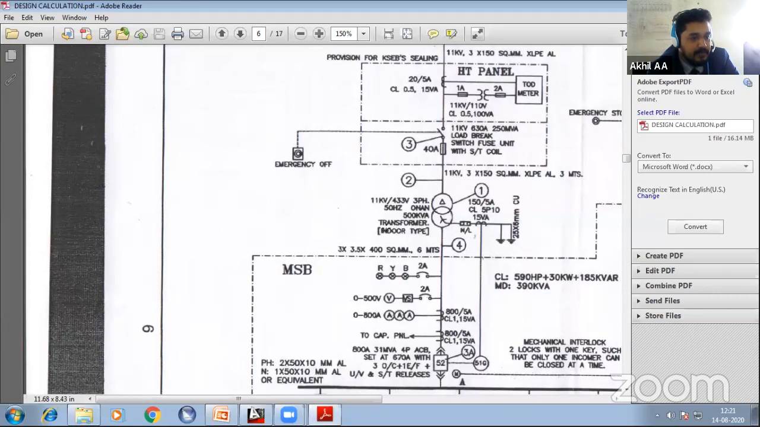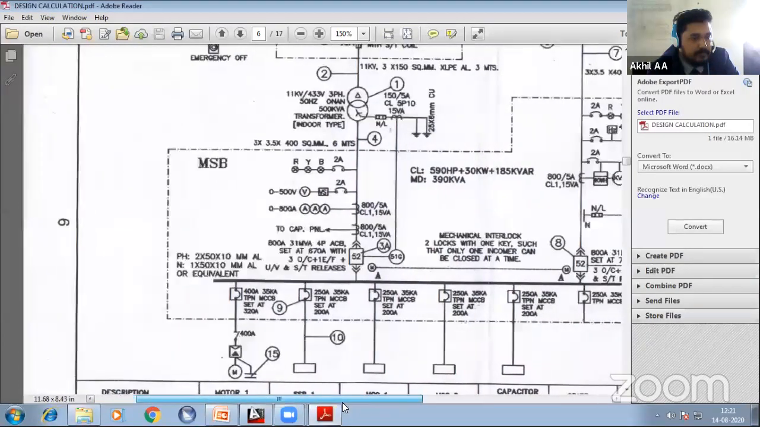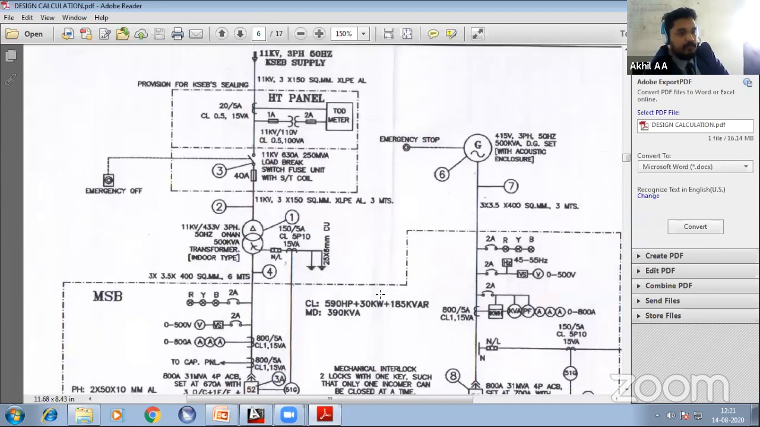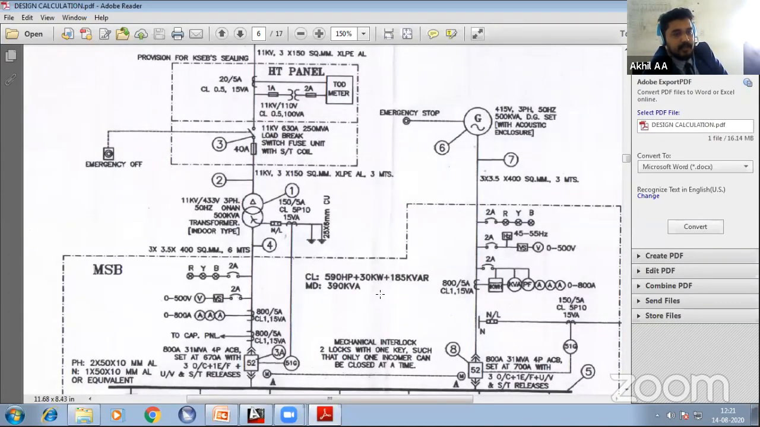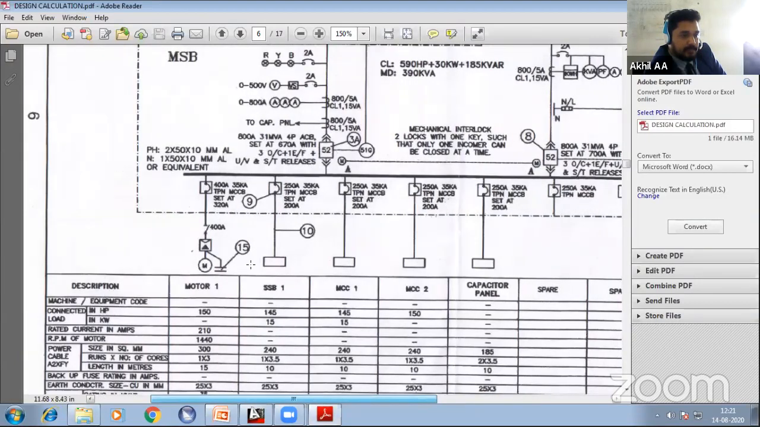It is an indoor type. From the transformer, it is connected to the MSB. So you have to arrange the motors according to the load scheduling. Like we have a 150 HP motor, right? Then the remaining motors are 25 HP, 10 HP, 7.5 HP. So here we have directly connected the 150 HP motor to the MSB. You can see it.